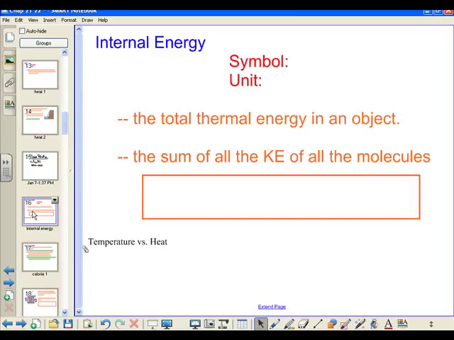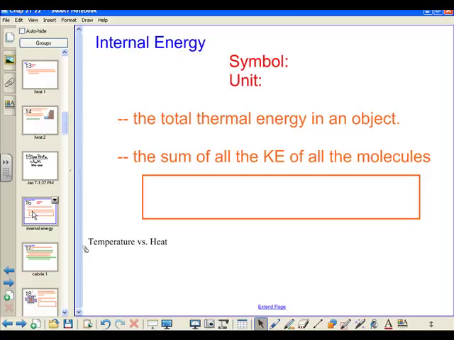Last time we finished with heat, what heat is and what it isn't. Most people use heat the wrong way. When you put your hand on the table, heat is the energy that leaves your hand and goes into the table. It's that heat that goes from one object to another object.